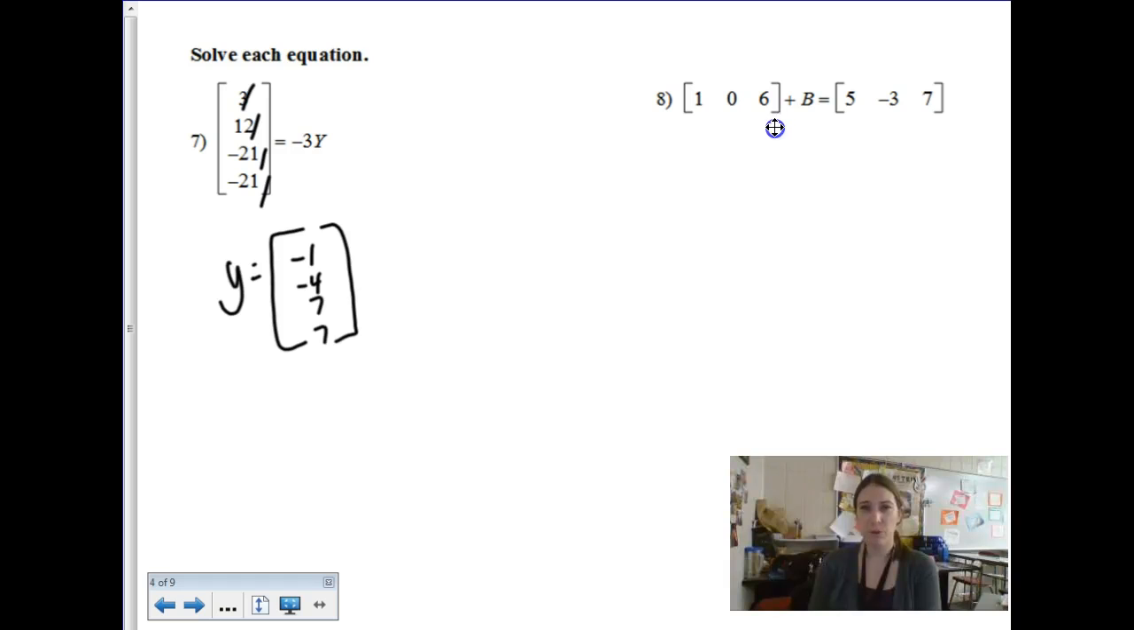So here we have almost like an algebra statement. I have some original matrix plus a mystery matrix gives me this new matrix. So if I'm trying to figure out matrix B, he's going to have the same dimensions, because in order to add matrices together, they have to have the same dimensions. So 1 plus something gave me 5, well, that something was a 4. 0 plus something gave me -3, well, -3. And then 6 plus something gave me 7, that something's a 1.